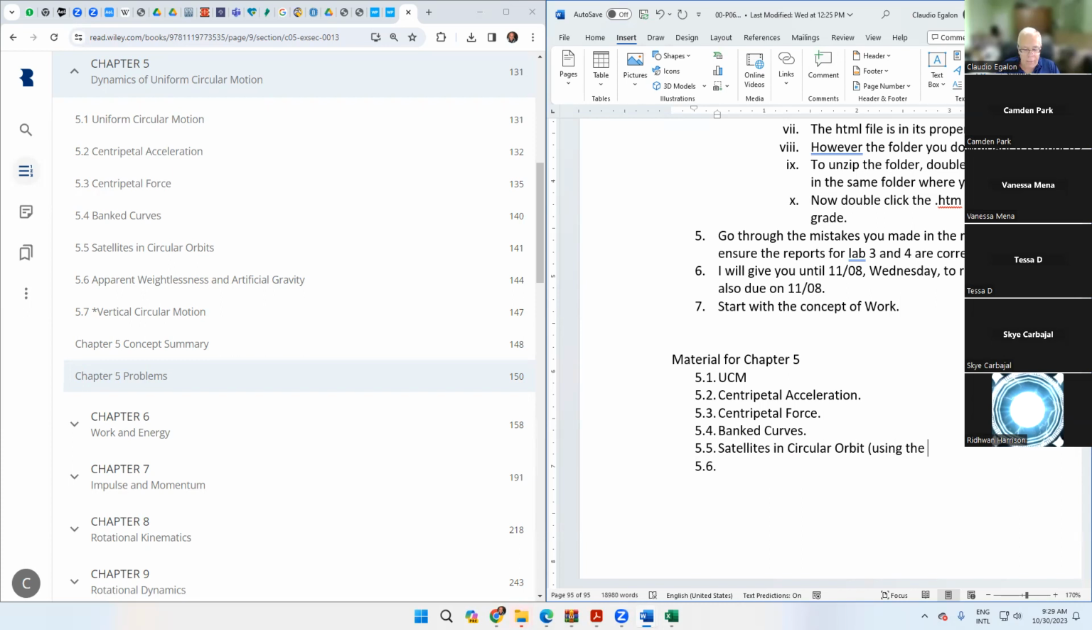using the force of gravity, apparent weightlessness, which is weightlessness and artificial gravity. That's a very interesting effect. In the case of artificial gravity, there are lots of movies out there that do a very good job, not just a very good job on artificial gravity, but they also do a very good job on apparent weightlessness.